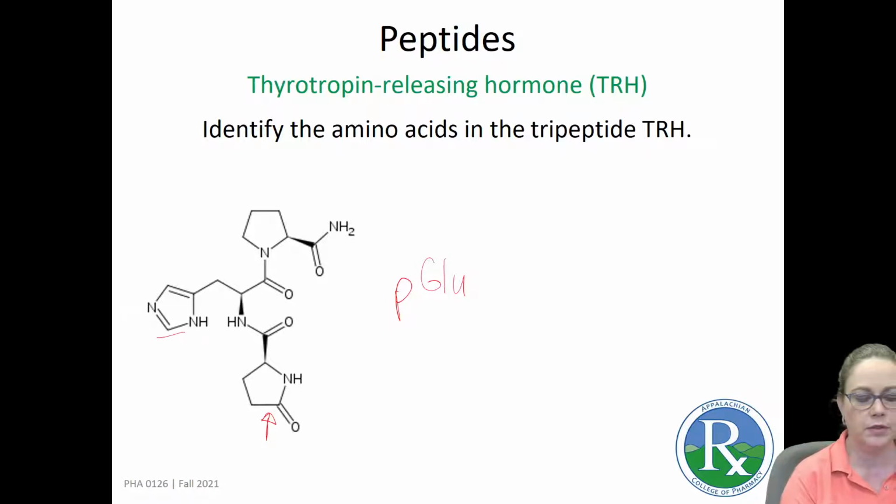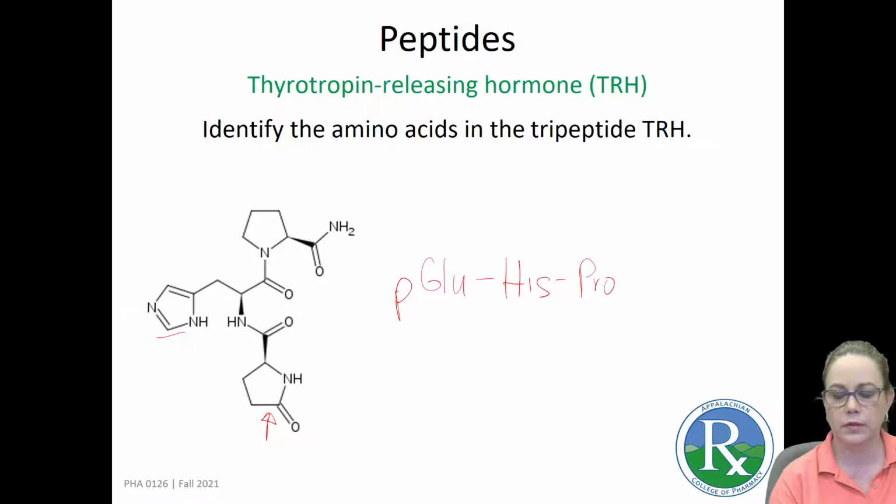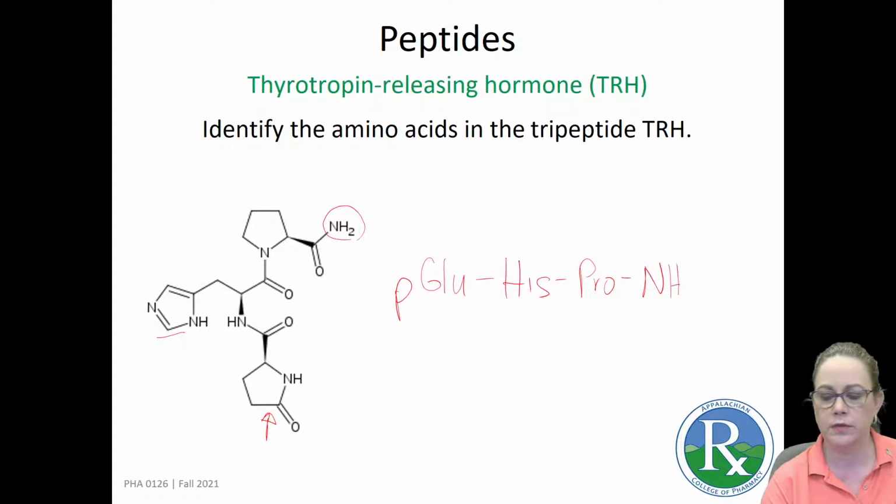At the next position, we have this histidine side chain. And then we have our proline. And we note that the proline C-terminal amino acid has also been modified with a NH2 group, so we've converted the carboxylic acid into an amide. So when this occurs, folks usually then just write an NH2, indicating that the proline isn't a free carboxylic acid, but rather it's the amide form.